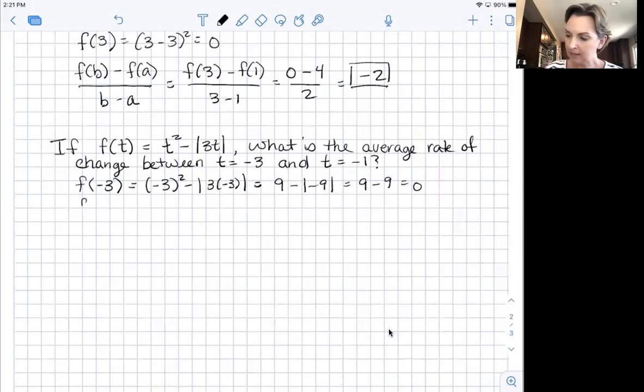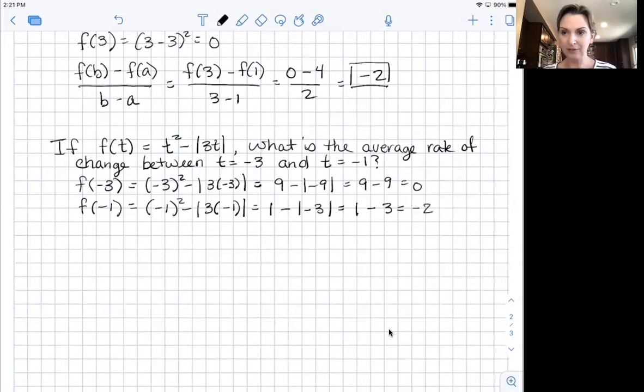Okay. And then we plugged in a -1. So that'd be -1 squared minus 3 times -1. That'd be 1 minus the absolute value of -3, or 1 minus 3, which is -2. All right. So you got for your two values for the function, 0 and -2. Sometimes those absolute values, they can trip us up. Okay. Now we're ready to plug these in.